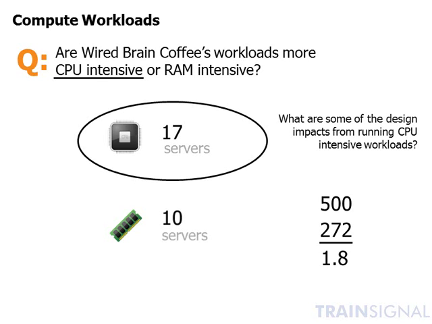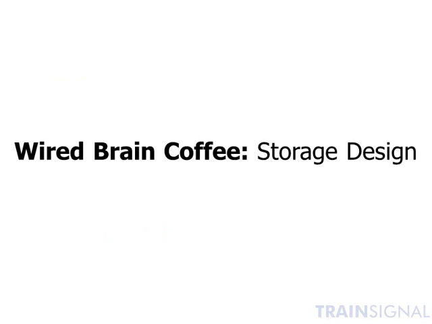Or in this case, we might be able to reduce the amount of RAM in our servers, since we know that we have to have 17 servers to handle the CPU capacity anyway. We might be able to reduce the amount of RAM in the servers and therefore save a little bit of money on the overall project. So those are some questions and calculations regarding compute workloads. Let's look at some more.